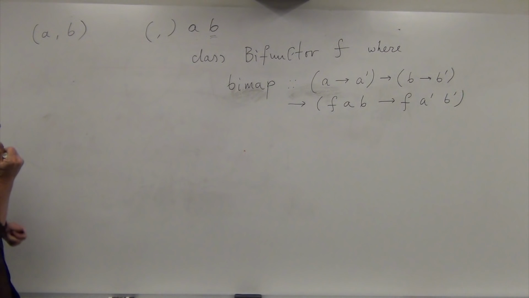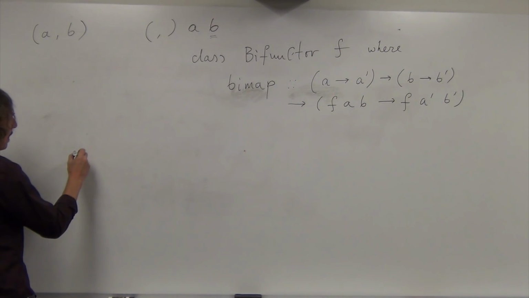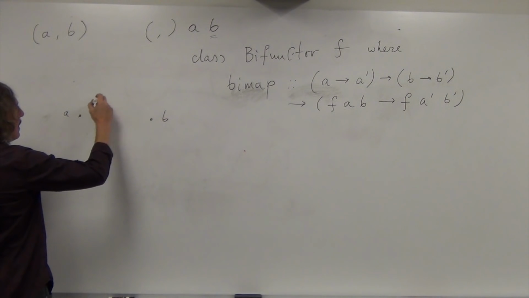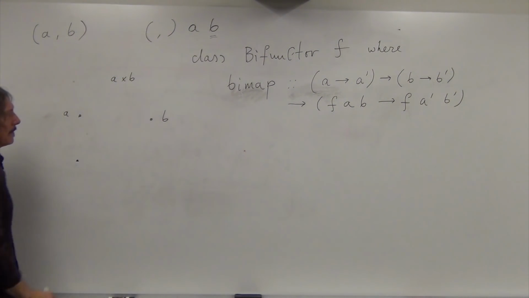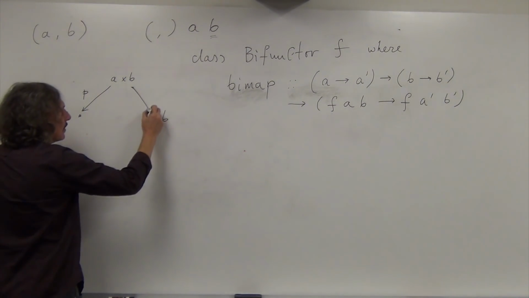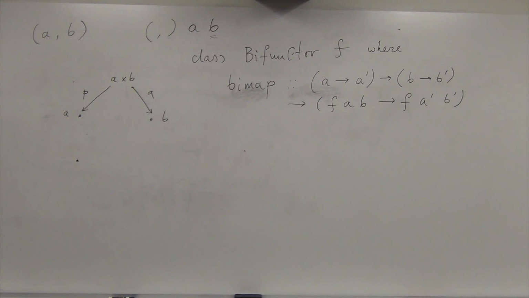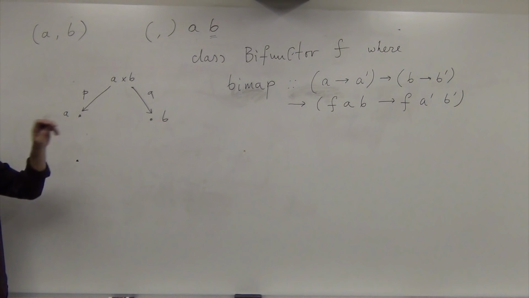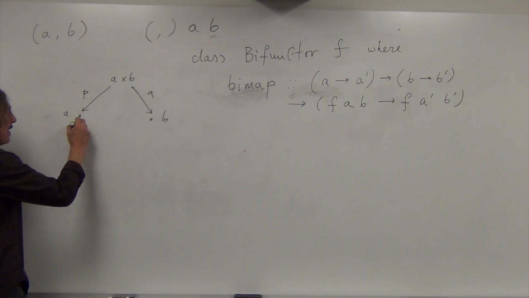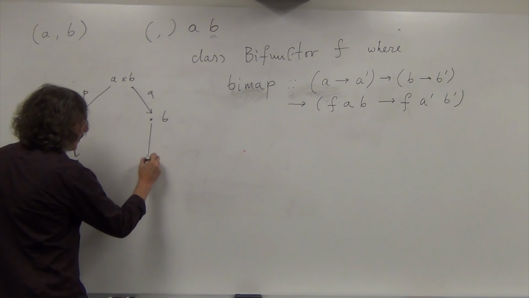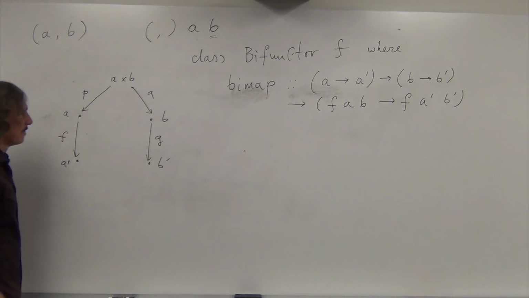So what do we want to prove? We want to prove that if we have, let's say, A and B, and there is a product A cross B in our category, which means that we have these two projections, P and Q. So suppose that we have a universal construction that constructed this product of A and B. But now we have a morphism F from A to A prime, and a morphism from B to B prime. Let's call it G.